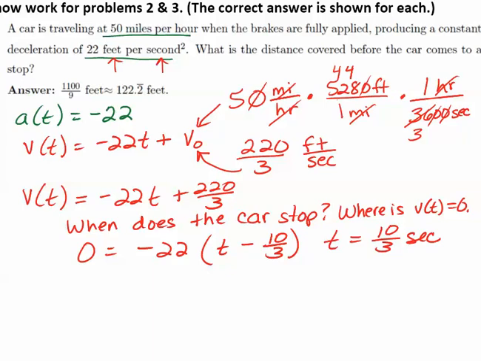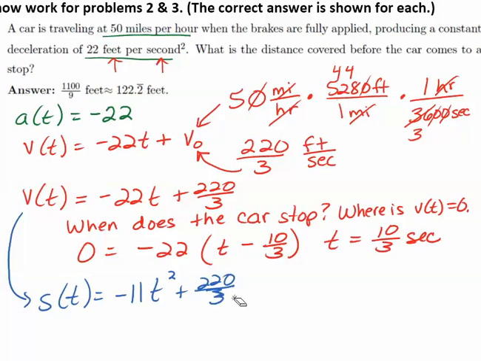The question isn't when does it stop, but how far has it traveled? So I think we have to do another antiderivative before we can answer that question. So let's find our position function. We'll raise the exponent to a 2 and divide by it. And we'll have this constant in front of a t. And then an initial position here as our constant.